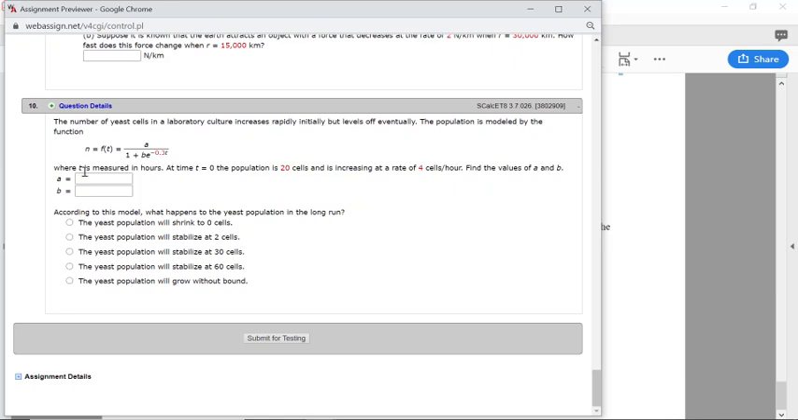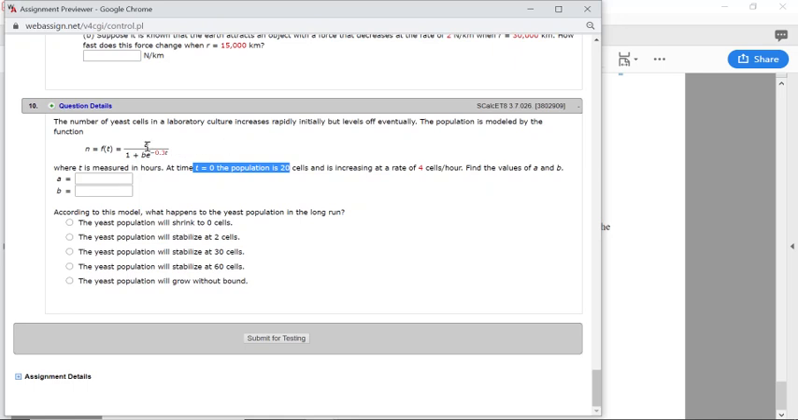But back to this part, where t is measured in hours. At time t equals 0, population is 20. Stop. What is that asking us to do? This is a function that is built to tell us the size of the population. The population is modeled by this function. And then we're told if t is equal to 0, population will be 20. So that means that f of 0 must equal 20. So you plug 0 in as the value of t, and the output of this would have to equal 20.